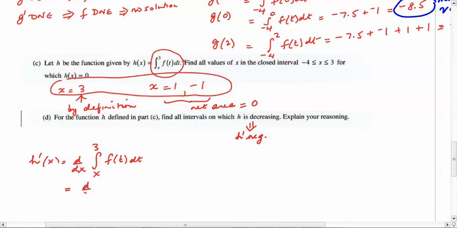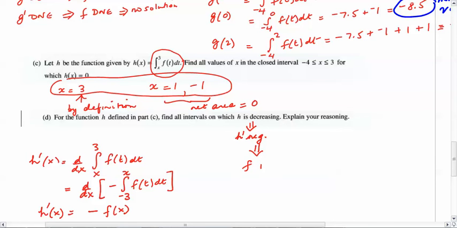Remember what we do under these circumstances. We reverse the limits of integration and put a negative in front. And that negative is a constant multiplier. It can come out in front. And then when I differentiate this using the fundamental theorem, I just get my f of x. So I have the result that h prime is a negative of f. So if I want h prime itself to be negative, it means f has to be positive. And so all we need to do is to look at the graph.